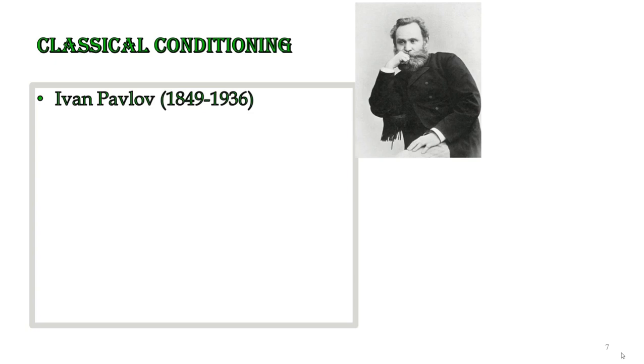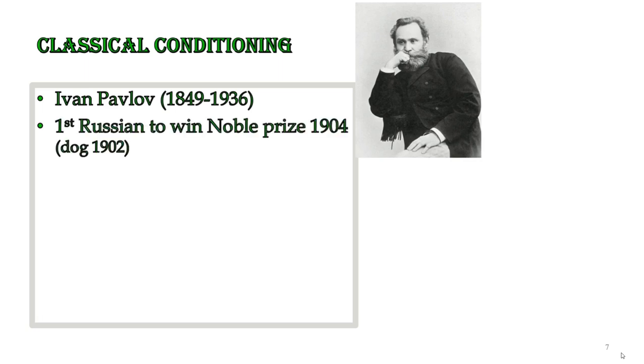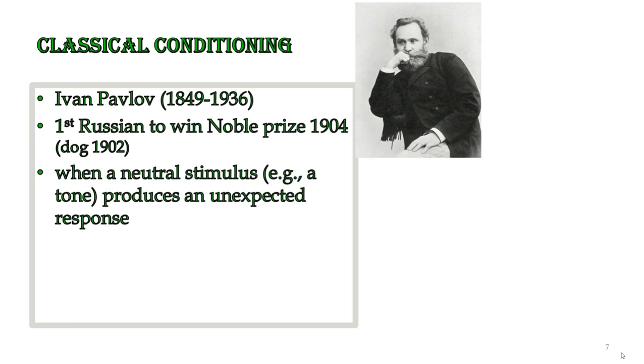He was a Russian psychologist, and the years during which he was living are also mentioned. He was also the first Russian psychologist to win the Nobel Prize in 1904 with his dog experiment that was conducted in 1902. So after his successful experiment with the dogs and arriving at classical conditioning, he was finally awarded and credited for his work in 1904.